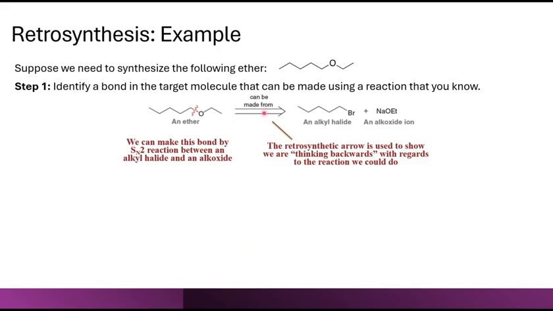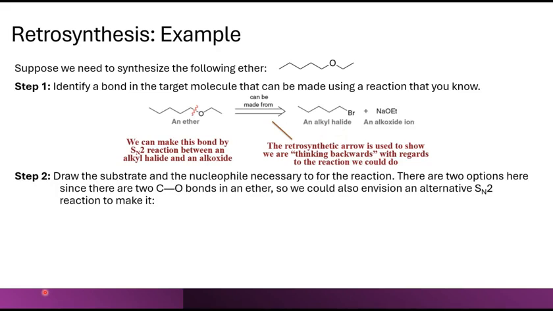And note that we have this big arrow, which is also known as a retrosynthetic arrow, and we use it to show we are thinking backwards with regards to the reaction we could do. So if we break this bond here, that means that that's going to be our alkyl halide, and on the other side with the O, that's going to be the alkoxide end. In this case, sodium ethoxide could be used with this alkyl halide here, 1-bromopentane.